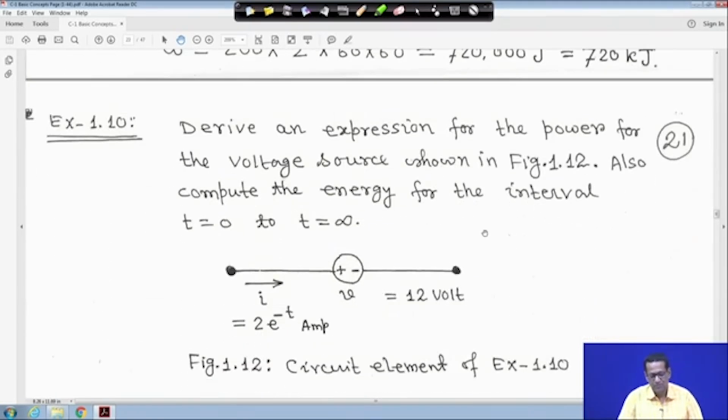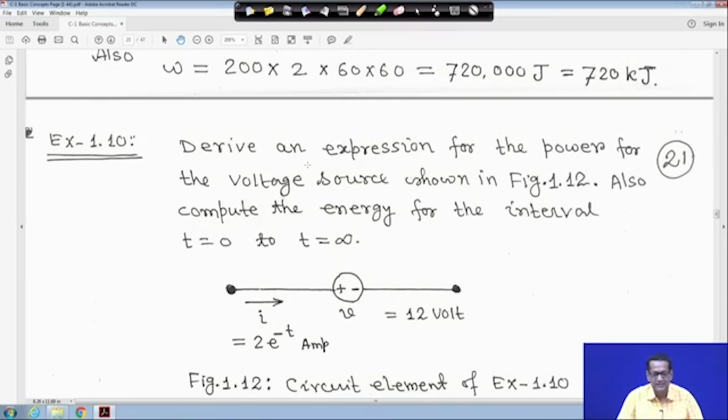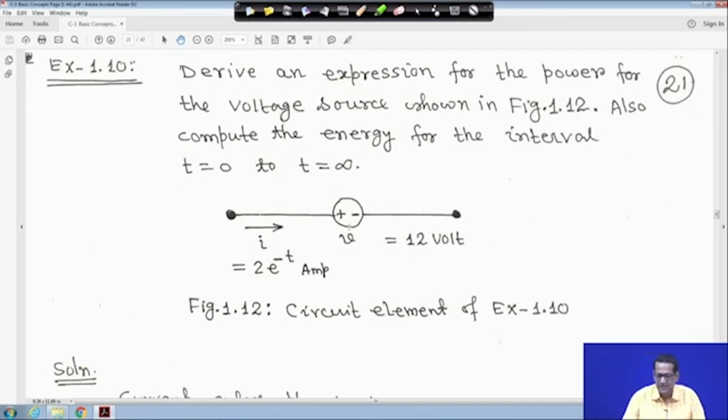Whenever we are taking a time function here, we are initially interested in the DC circuit. When we go to single phase AC and 3 phase AC circuits, we will learn the details, but you will get a little bit of flavor here. Example 10: derive an expression for the power for the voltage source shown in figure 1.12. Also compute the energy for the interval t is equal to 0 to t is equal to infinity. So this is the figure, the circuit element.